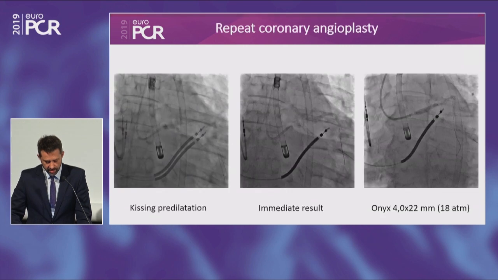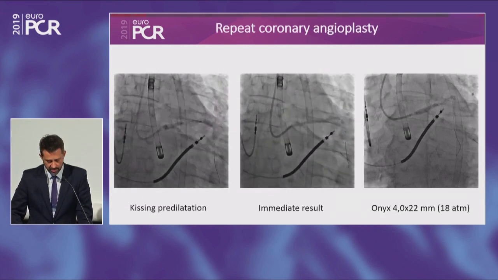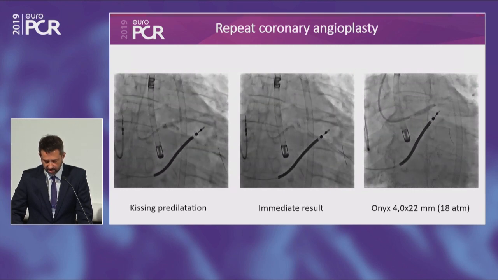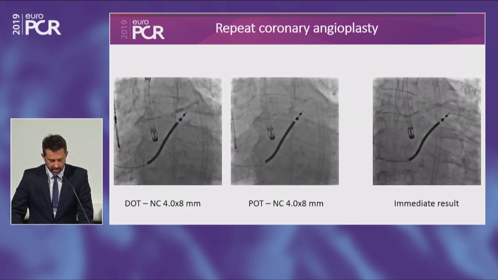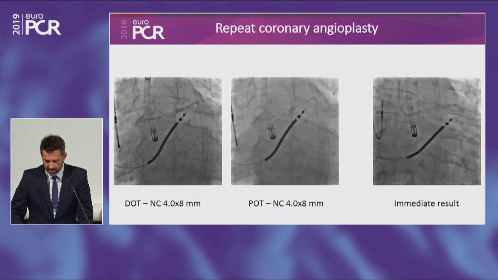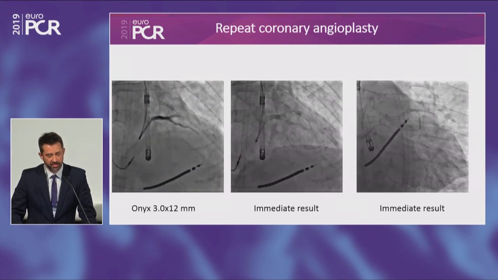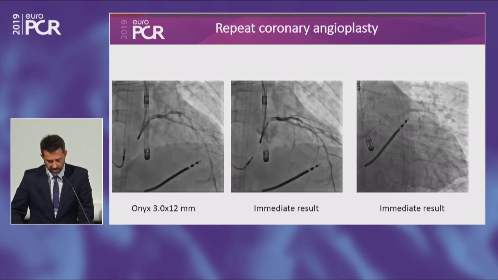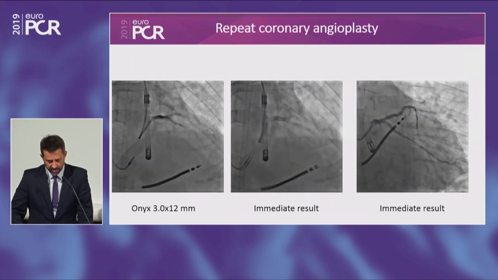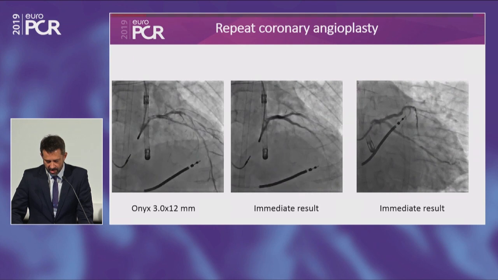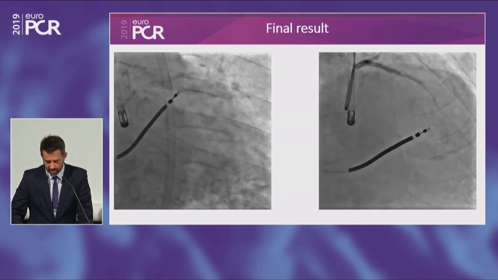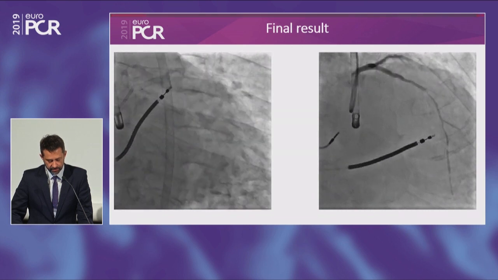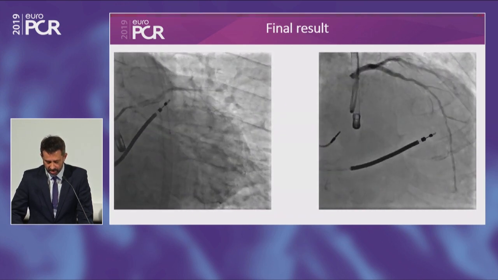Onyx stent. And the procedure, briefly, I show you how it was done: kissing predilatation and Onyx stent implantation across the left main. Some DOT and POT inflations, and the results of this post-dilatation. Of course, there is some dissection in the distal part of this second stent. So, another Onyx placed distally in the LAD, and finally we achieve a good angiographic result toward the LAD, of course, with some compression of the ostium of the circumflex that can be observed.